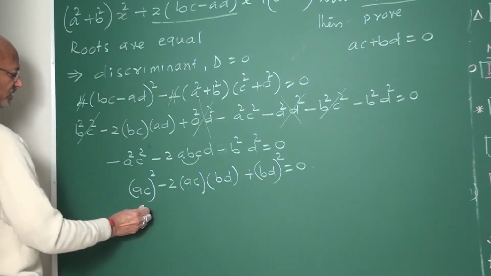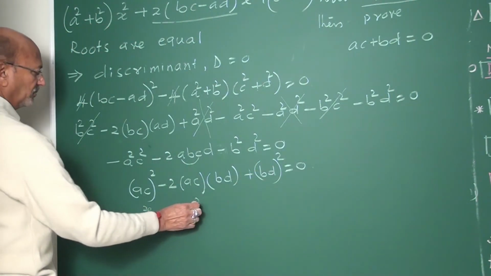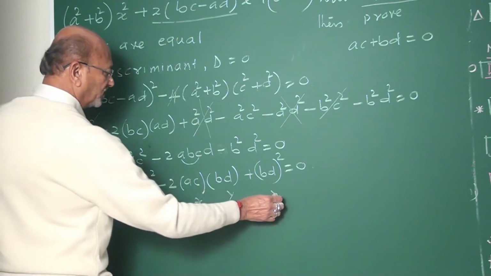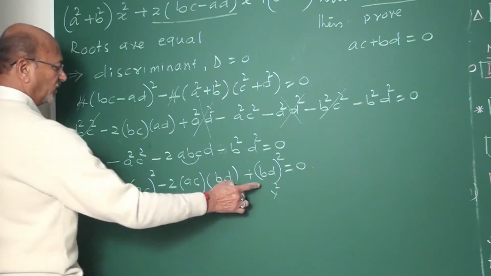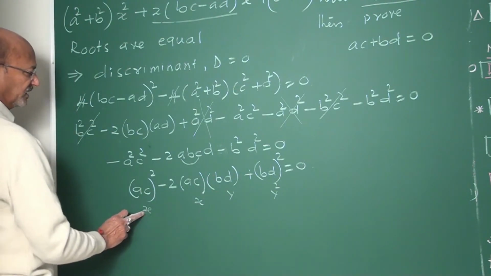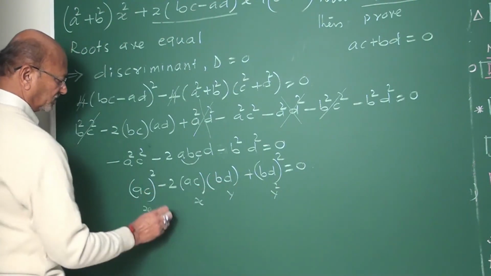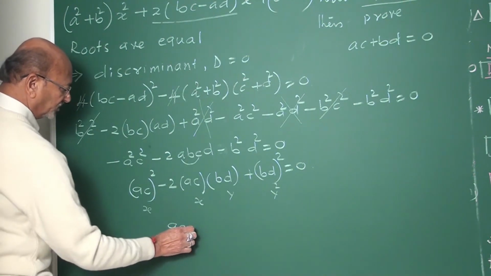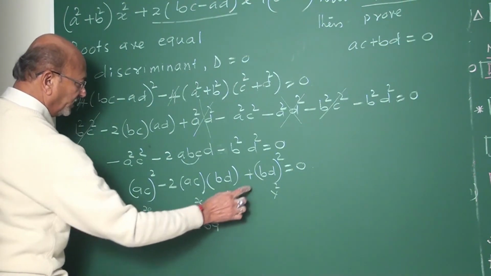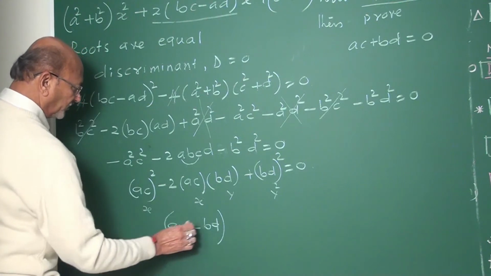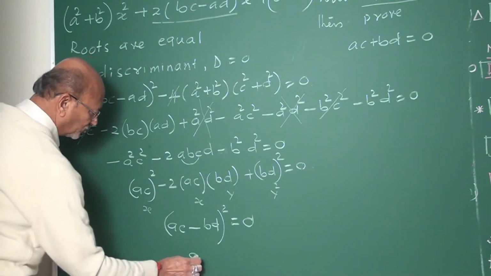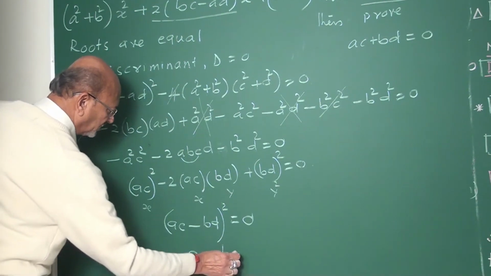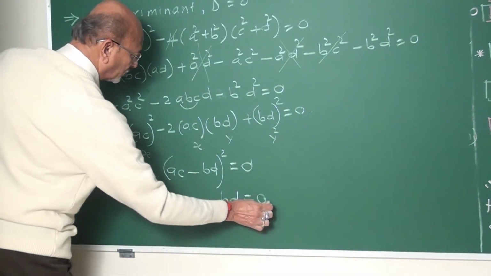See, my friend, what is this? X square minus 2xy plus y square is x minus y the whole square, this term. What is your x? AC, y is BD, whole square equal to 0. Okay, taking the square root, AC minus BD equal to 0.